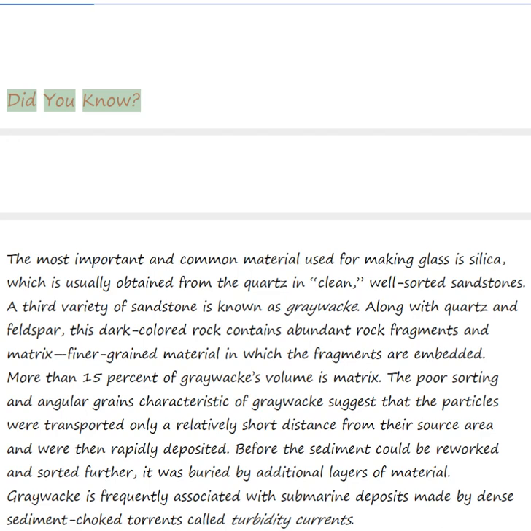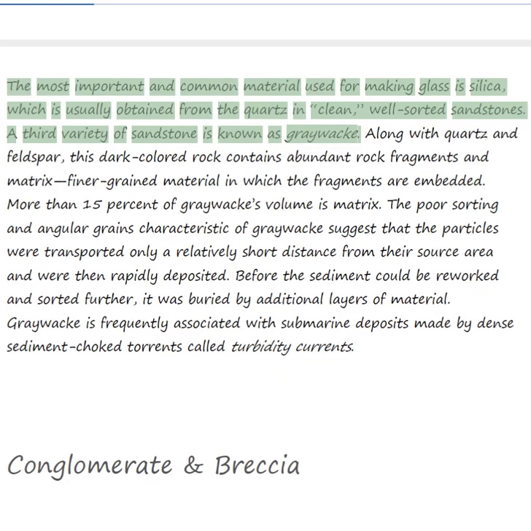Did you know? The most important and common material used for making glass is silica, which is usually obtained from the quartz in clean, well-sorted sandstones.